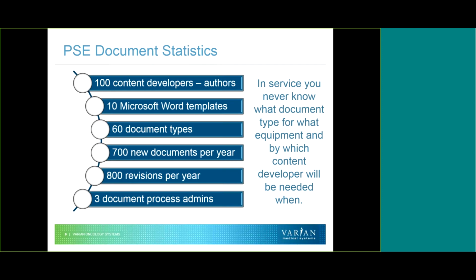As far as our basic document statistics, we have about 100 content developers, authors, providing information into my team. Today we have about 10 Microsoft Word templates, which gives us a total of 60 document types. In all, we produce about 700 new documents per year, and we revise another 800 of our existing library of documents. Along with Catherine and myself, we do have 3 document process admins that process documents for final publication and distribution.